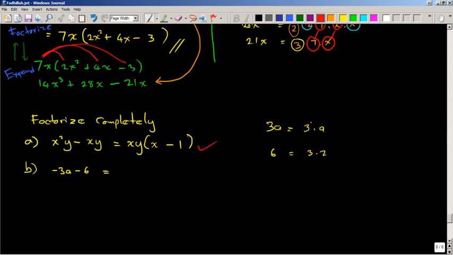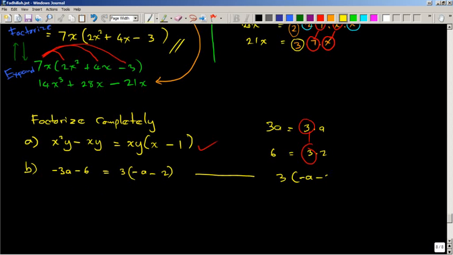3, right? So, you pick 3. So what is remaining? A and 2. A and 2, correct. But it's not complete yet. Dia ada tanda minus. So maintain the minus. Let's go and expand. Semak jawapan.